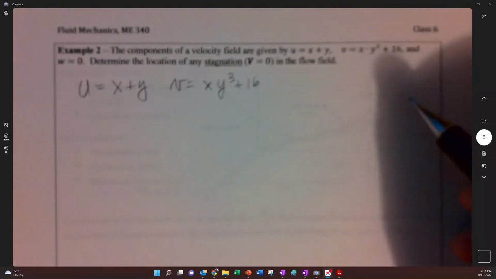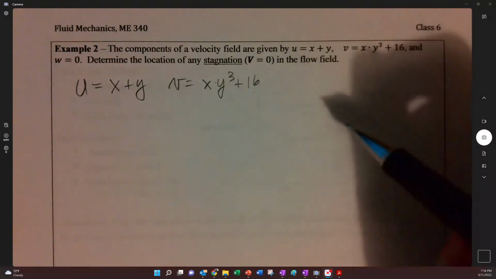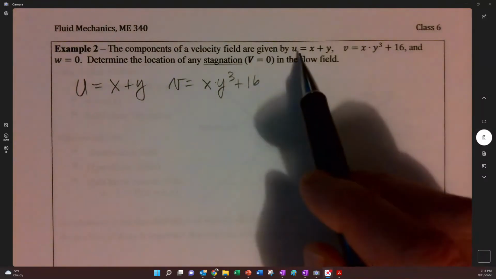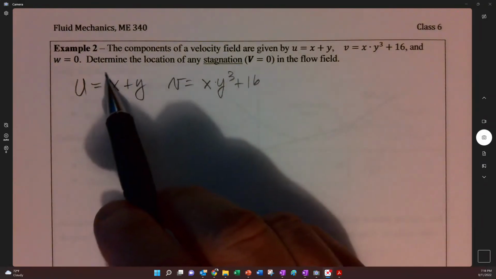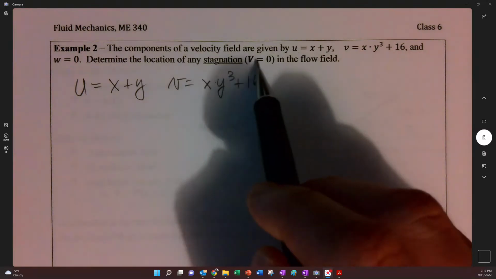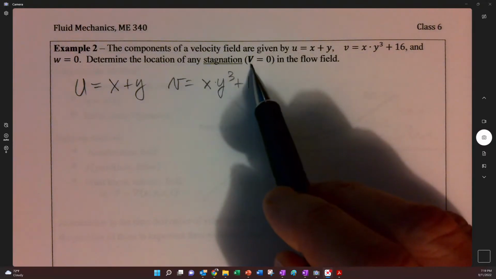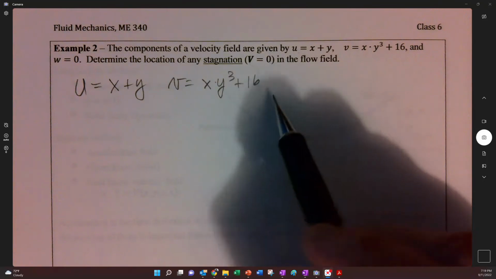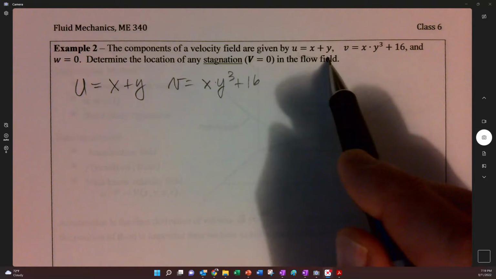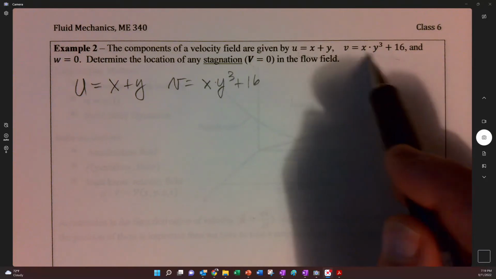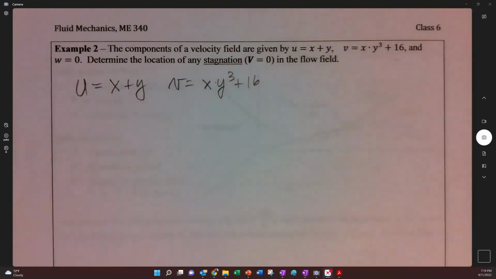Once again, in video 2 we did an example where we had another set of u and v. But here's a different one, and this time we want to determine the location of any stagnation in the flow field. So we want to find a place where the velocity is equal to 0. Notably, this is steady flow. If anybody asks you whether it is steady flow, you'll notice that these are not dependent on time. If they had a time inside the equation, they would be.